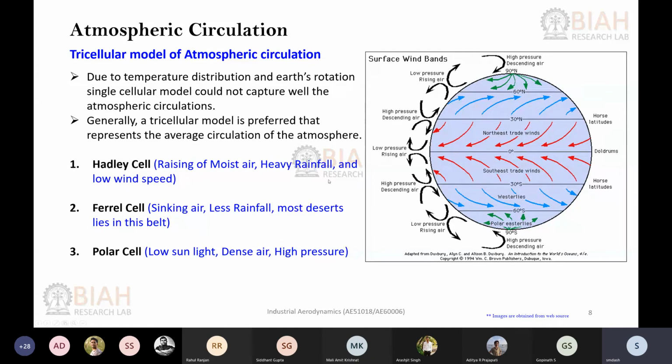Okay, so this in general is a quite good approximation for the atmospheric circulation, but there are various other models which have been recently developed and which approximate in a better way. But in many cases, meteorological subjects also follow this particular model. We will not discuss any further on this.